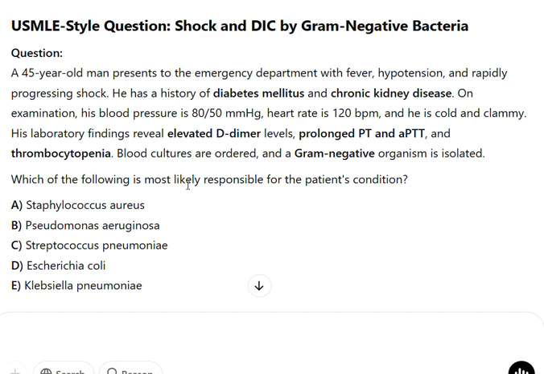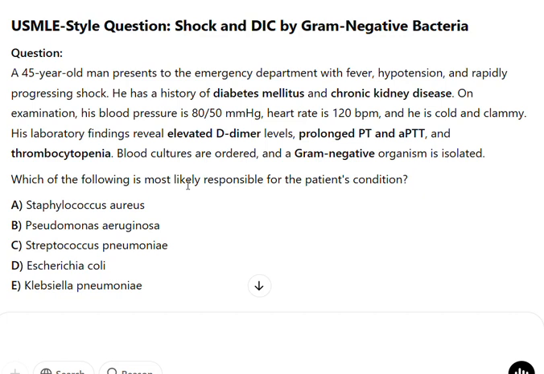On examination, his blood pressure is 80/50 mmHg, heart rate is 120 BPM, and he is cold and clammy. His laboratory findings reveal elevated D-dimer levels, prolonged PT and aPTT, and thrombocytopenia. Blood cultures are ordered and a gram-negative organism is isolated. Which of the following is most likely responsible for the patient's condition?